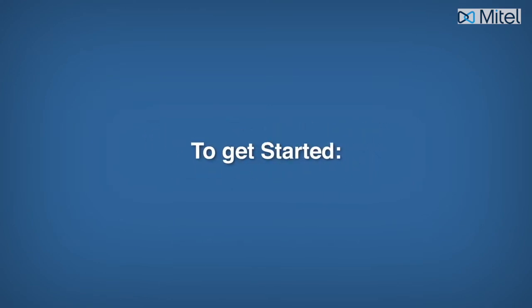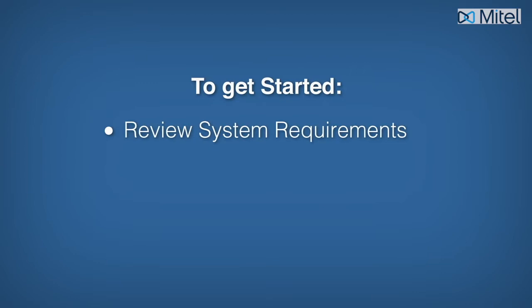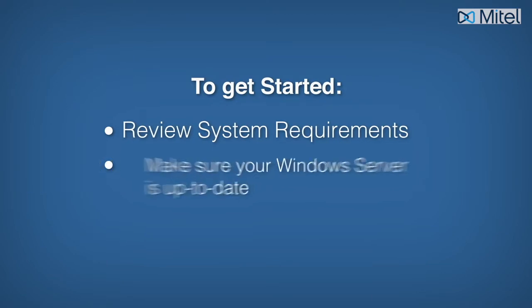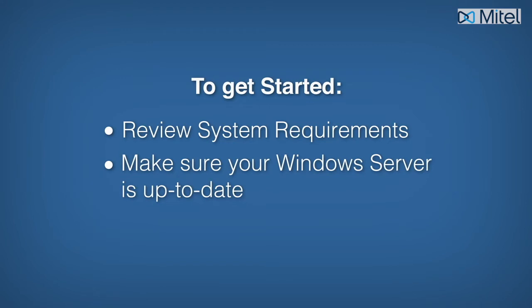To get started, review the Systems Requirements topic in the Revolution Admin Guide. Make sure your Windows server is current on all updates. Installation must be on a local server and the installation path cannot be changed.